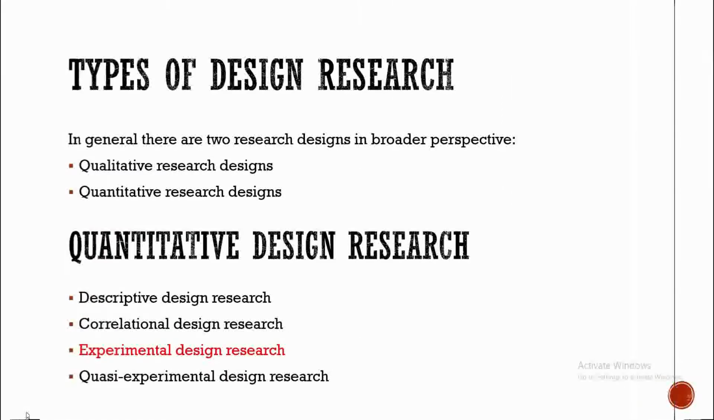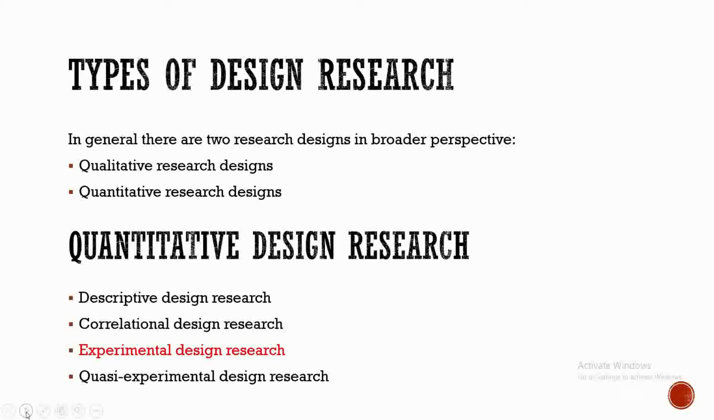A classic controlled experiment is an ideal example of good research design. In a broader perspective, there are two kinds of design research. One is known as qualitative design research and the other is known as quantitative design research. A qualitative design research is actually an exploratory research which explores the meaning and understanding of social behaviors. Whereas a quantitative design research is used to examine the relationship among dependent and independent variables.